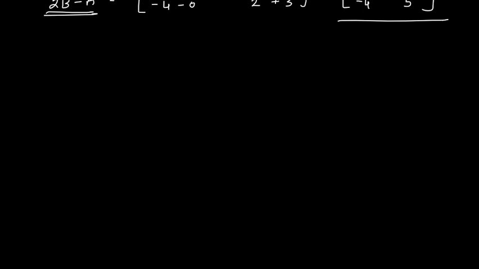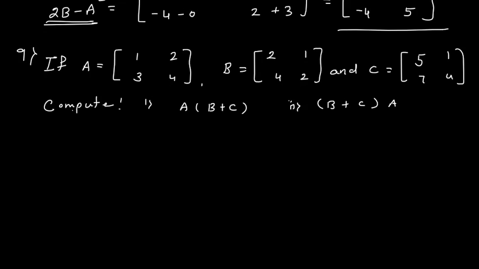Question number 9. Now here the ninth problem is, we have given A, B and C, and we have to find A into B plus C and B plus C into A. So first you have to calculate the value of B plus C. So B plus C, here B is [2, 1; 4, 2], plus C, so C we have [5, 1; 7, 4].